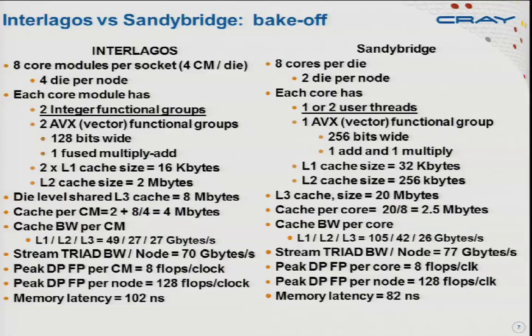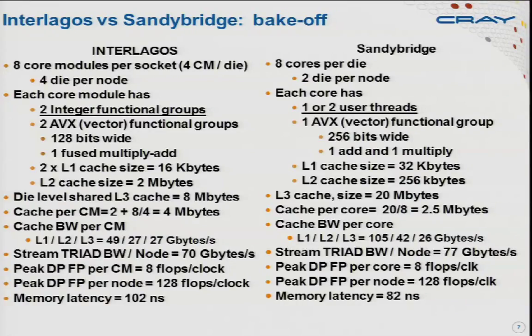So let me go to the next line. Like I said, the core module has 2 integer functional units. Each integer functional unit basically runs its own process thread, and the default way of running on Interlagos is to pack 1 process thread, 1 rank, on each one of those integer functional units. On Sandybridge, like Intel hinted at two days ago, the default way of doing it in all of HPC is to run just 1 process thread per core, and that's why everyone calls it a core. But we have the capability of running either 1 or 2 user threads at runtime.